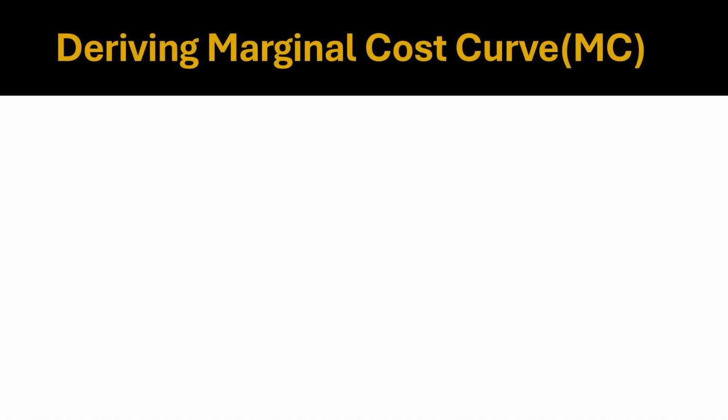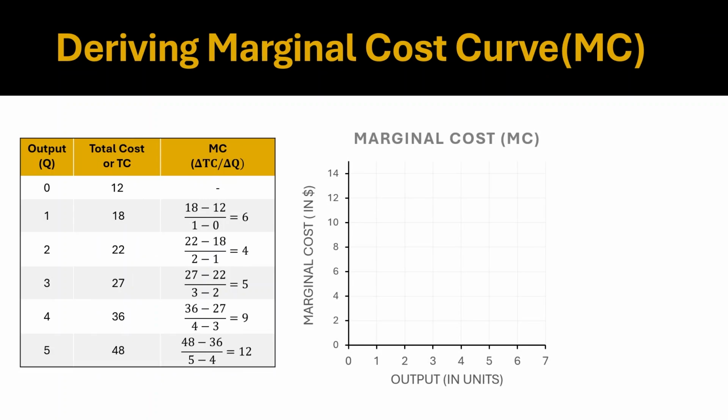Now let's derive the marginal cost values step by step from the total cost table. Now when output rises from 0 to 1, total cost rises from 12 to 18. So marginal cost is your change in total cost divided by change in output, which is coming to 6 units here. Then 4, then 5. Notice what is happening. Marginal cost falls at first, then it starts rising. This also gives us a U-shaped marginal cost curve.